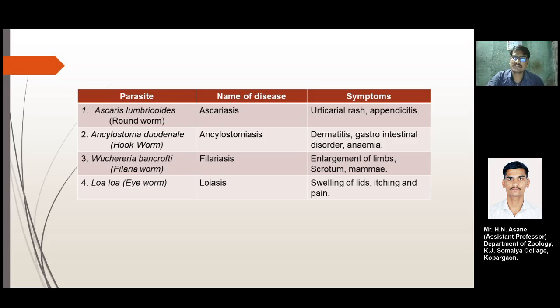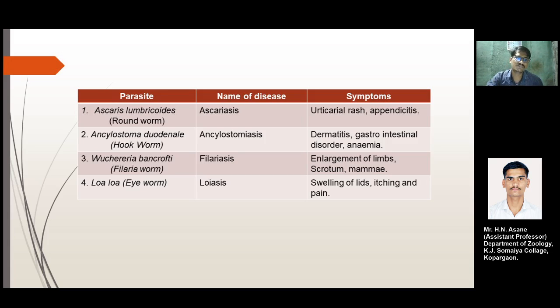So filariasis, I have told you in the last lecture, is caused by the bite of one particular mosquito. In this filariasis, there is enlargement of our limbs, and in men, along with the enlargement of the limbs, the scrotal sac also gets enlarged, and in females the mammary glands, along with the enlargement of the limbs, are affected.